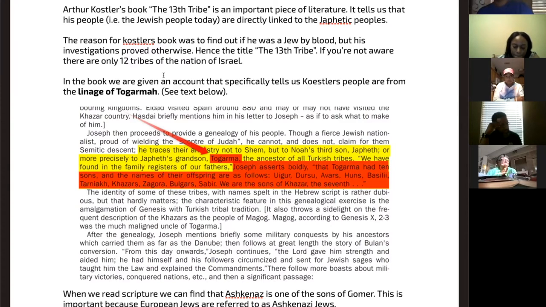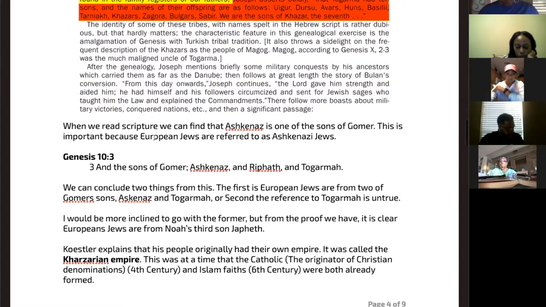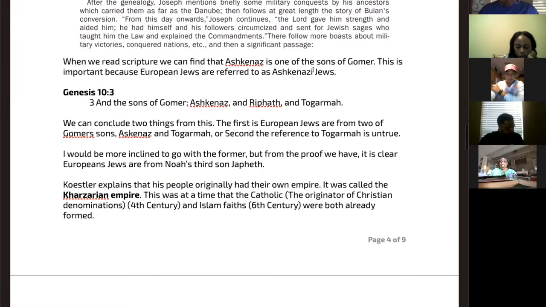Arthur Koestler's book, by the way, is a very difficult read. I have the book, but he does a phenomenal job of proving that the European Jews are not from the line of Shem, but rather from the line of Japheth. When we read scripture, we can find that Ashkenaz is one of the sons of Gomer. This is important because European Jews are referred to as Ashkenazi Jews.